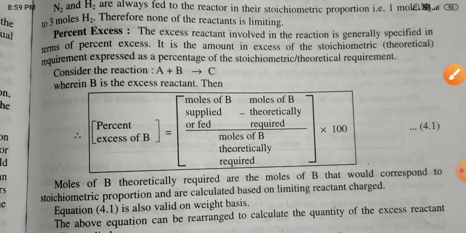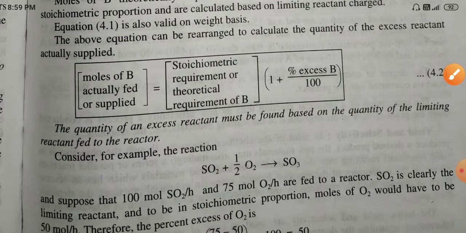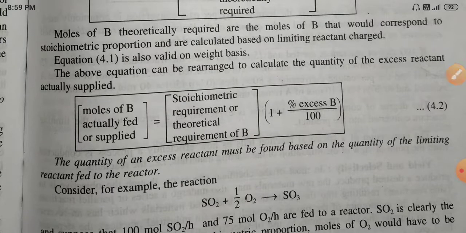Now let us look at the discussion part. Moles of B theoretically required are the moles of B that would correspond to the stoichiometric proportions and are calculated based on the limiting reactant. This is equation number 4.1 that we saw above, the excess percentage for B.